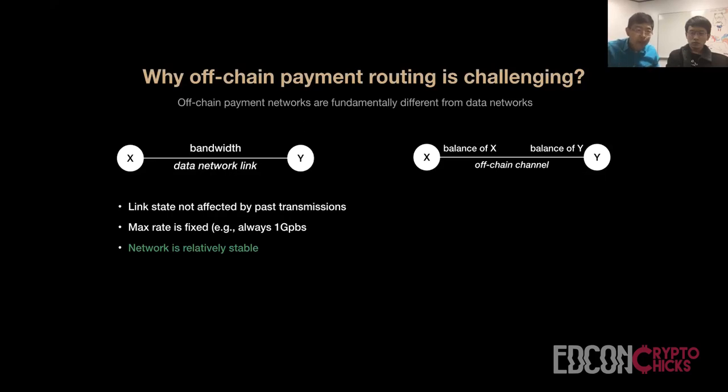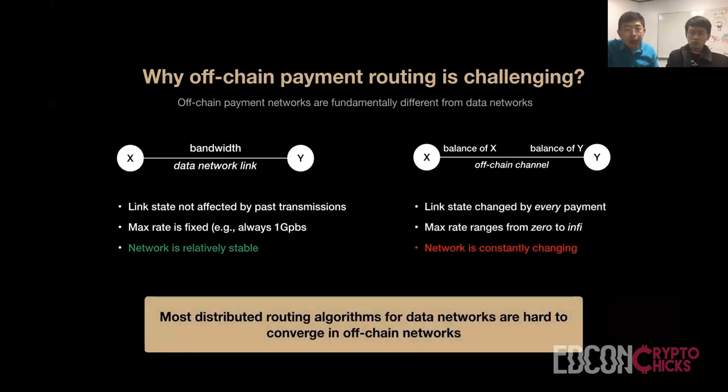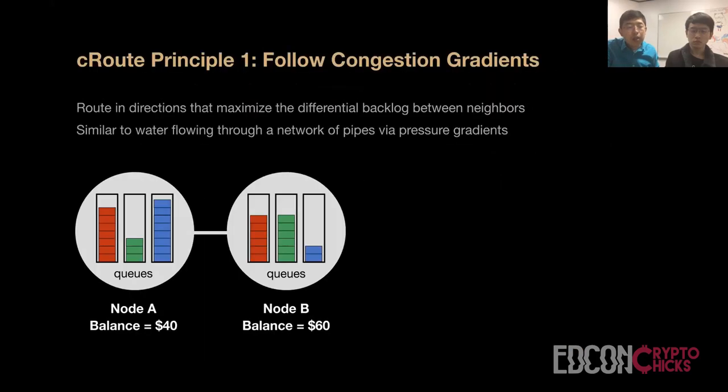Right, so the capacity of the link actually changes as we send each other payments. That becomes a huge problem for shortest path routing, because the network itself is constantly changing. And most of the distributed routing algorithms for data networks will crash tragically under this kind of extremely dynamic network scenario.